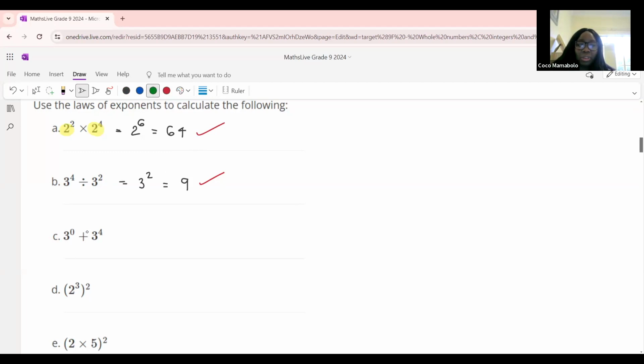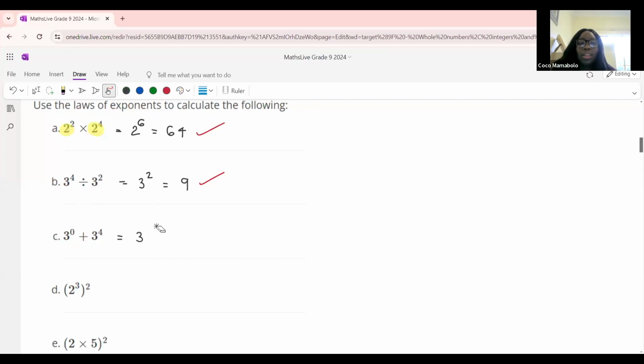We are adding. So I can't now say that my bases are being multiplied, so I'm going to keep my base and add my exponents. I can't do that. Good, Deboha, that's it. I can't say that they're being multiplied. They're not. They're being added to each other.